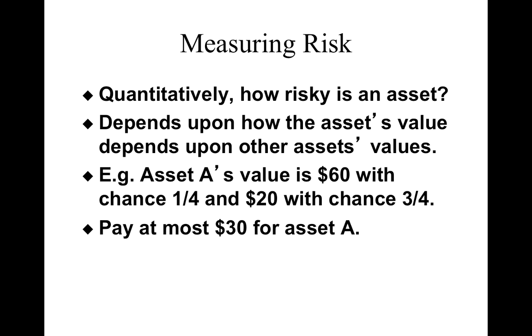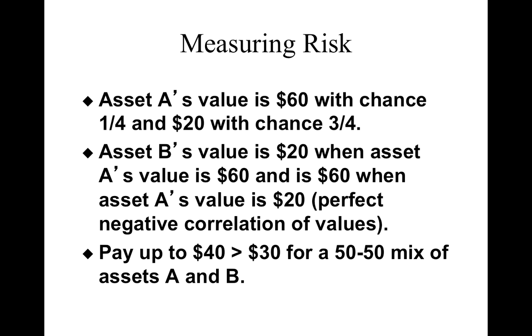Example, asset A's value is, let's say, $60 with a chance of 1/4, and let's say $20 with a chance of 3/4. So how much would you pay for this particular asset? It looks like that the payment for this asset would depend upon the expected rate of return from this asset. So the payment should not be greater than $30 for an asset.